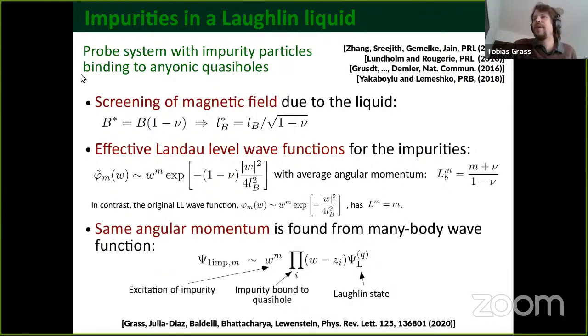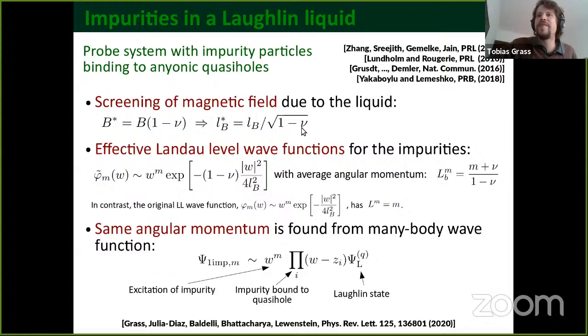We could in particular put into such a system impurity atoms, impurity particles, which repel the atoms from the liquid, and in that way create quasiholes in the liquid, and automatically the impurities would bind to these quasiholes through this repulsive interaction. That's an idea which has been discussed in the last few years in several papers, and in particular also in the first paper here, that the impurities feel a screened magnetic field, screened by the liquid, which leads to a rescaled magnetic length. This is the magnetic length scale.